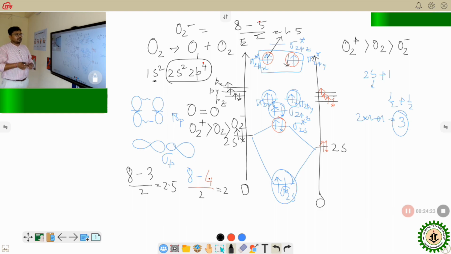Okay. So next class, I will discuss the heteroatomic system. The procedure will be the same, but because of the presence of heteroatoms, the energy diagram will be a little bit different because of the different energy levels.